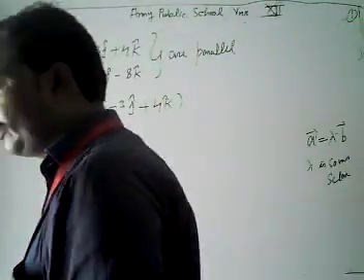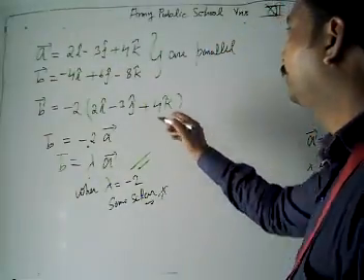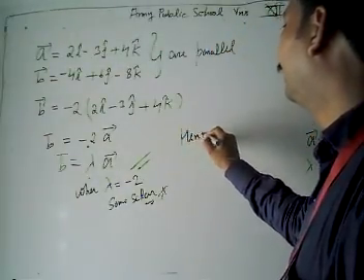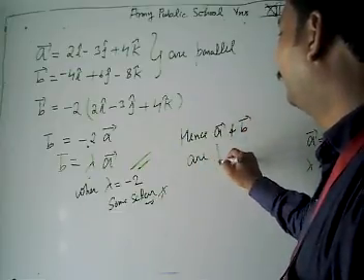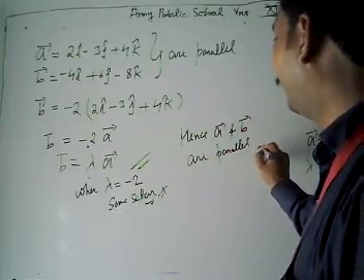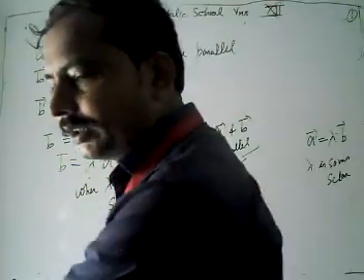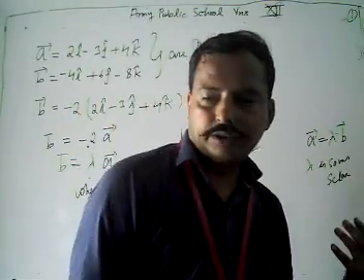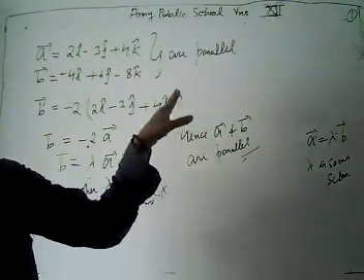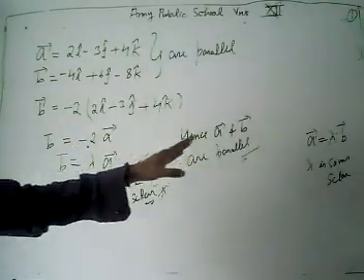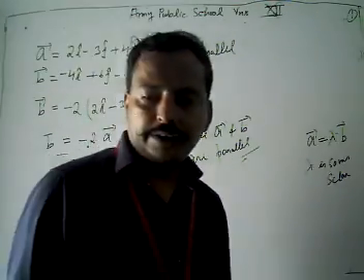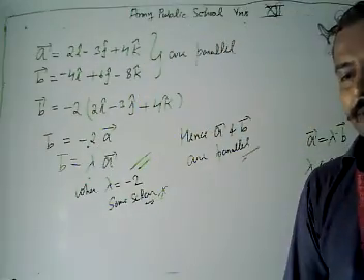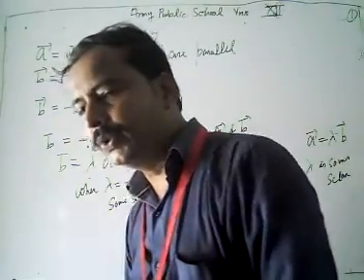Now we have shown that vector B is given by lambda times vector A, where lambda is some scalar. Hence, vector A and vector B are parallel to each other. Look, we have two vectors and we have to show that they are parallel. To show this, we have to show that one vector is lambda times the other vector. If we are able to show that, then our two given vectors are parallel to each other.